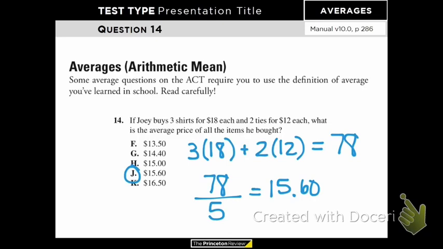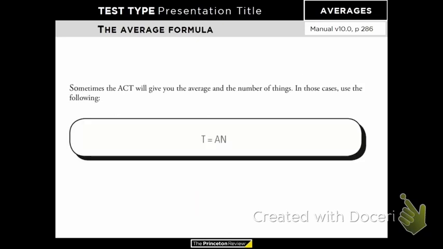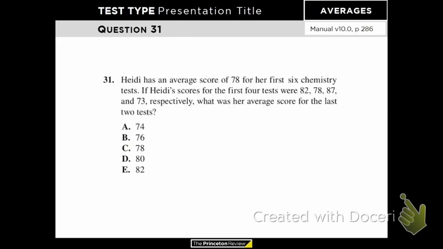In the book, it gives you a little blurb, and it says that T is equal to A times N. Sometimes the ACT will give you the average and the number of things, and then you can find the total using this. Just multiply those two together. So this next problem uses that. It says Heidi has an average score of 78 for her first 6 chemistry tests. If Heidi's scores for the first 4 tests were 82, 78, 87, and 73 respectively, what was her average score for the last 2 tests?